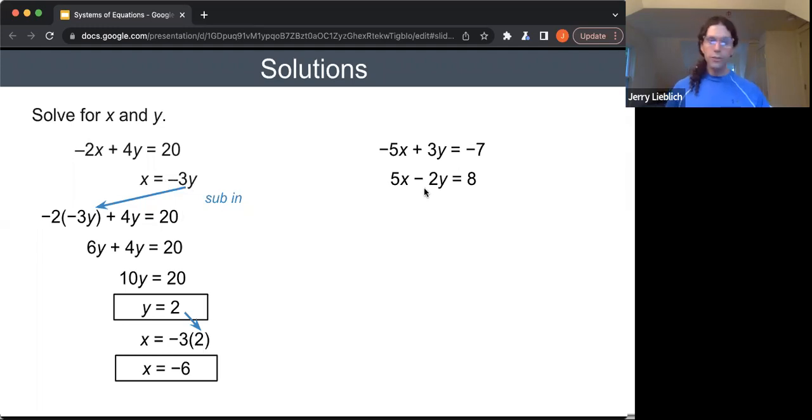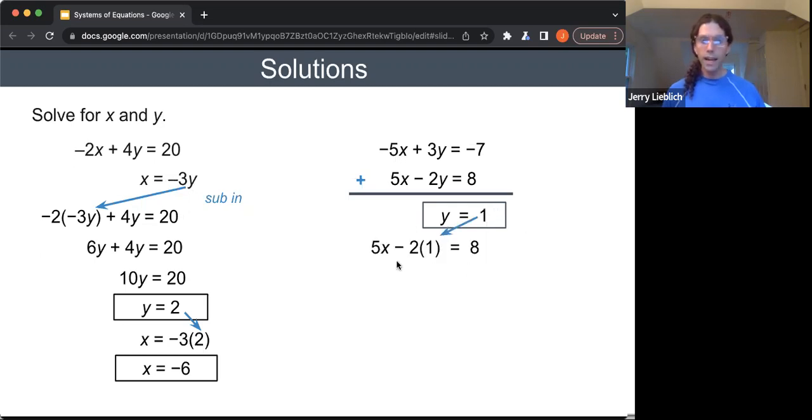Over here, I could do substitution, but notice, oh, the question writers were kind of nice on this one, right? -5x and 5x, I actually don't have to do anything. I can just add these together, and those x's are going to cancel. Once I've got that y, I can plug it in to either equation and solve for x.